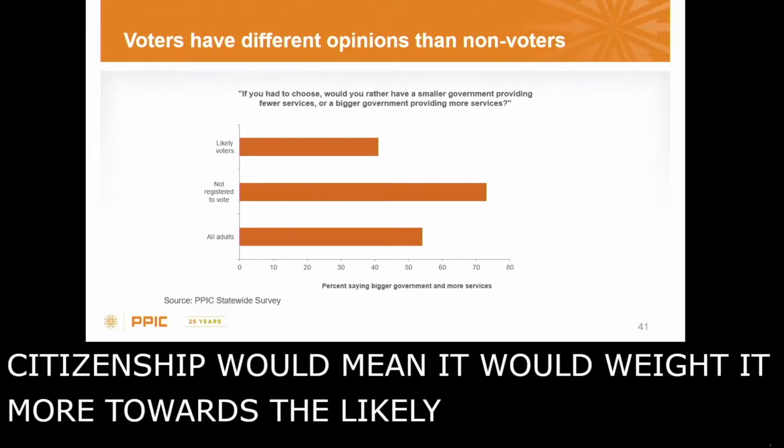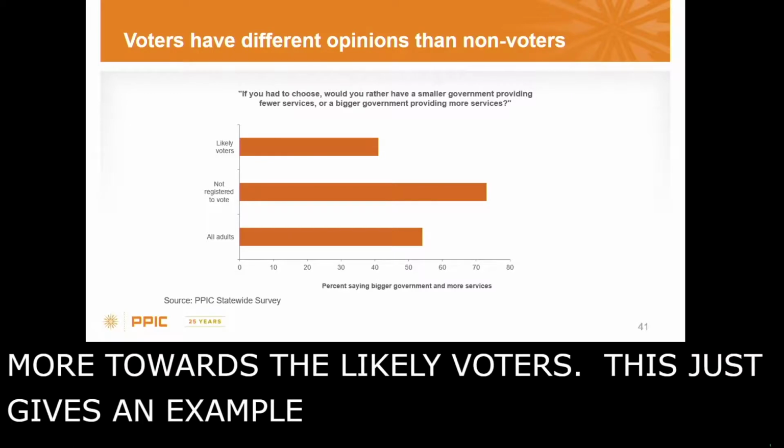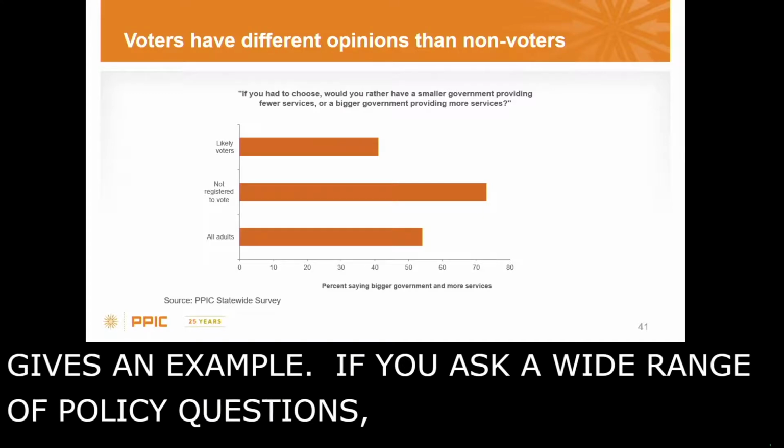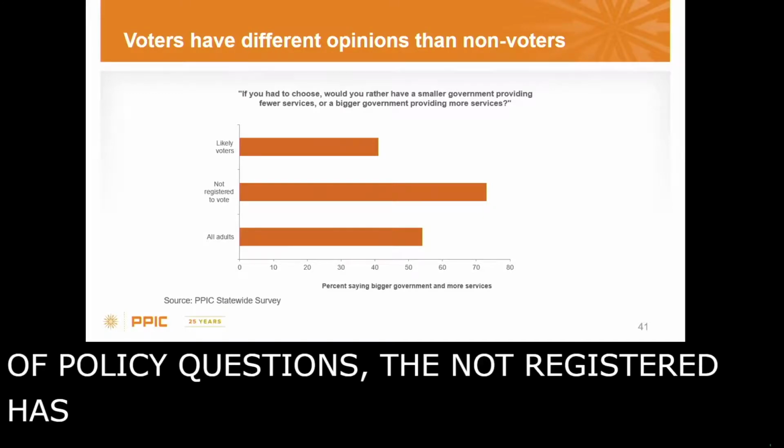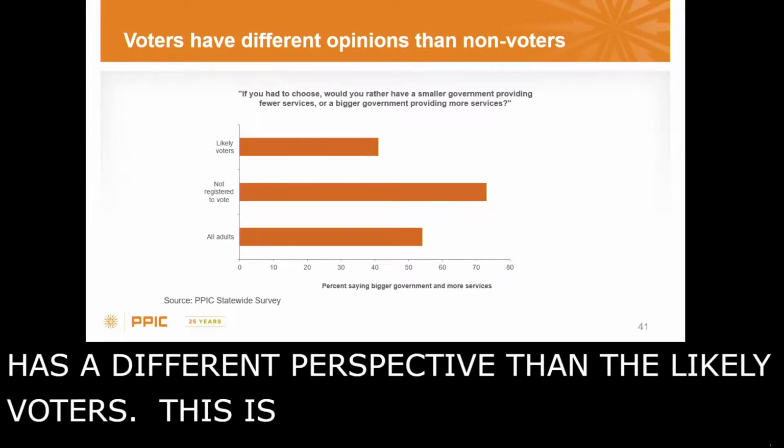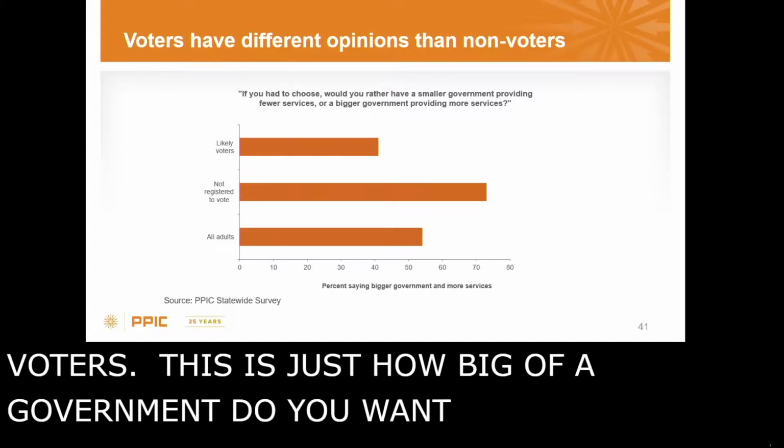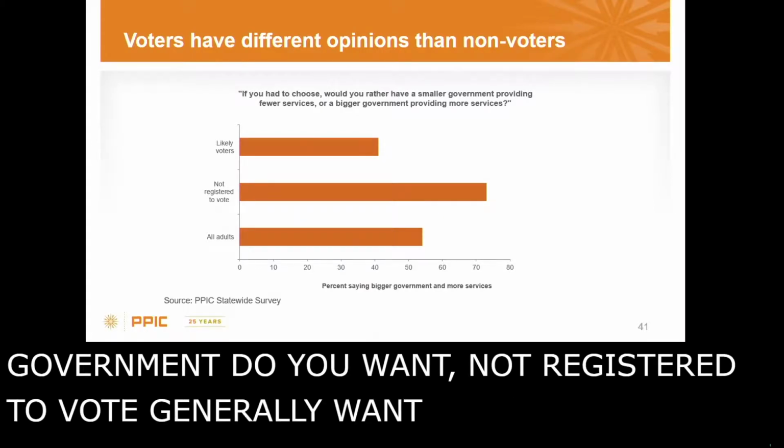And this just gives an example. If you ask a wide range of policy questions, the not registered to vote have a different perspective than the likely voters. This is just how big a government do you want? The not registered to vote generally want a larger government than the likely voters do.